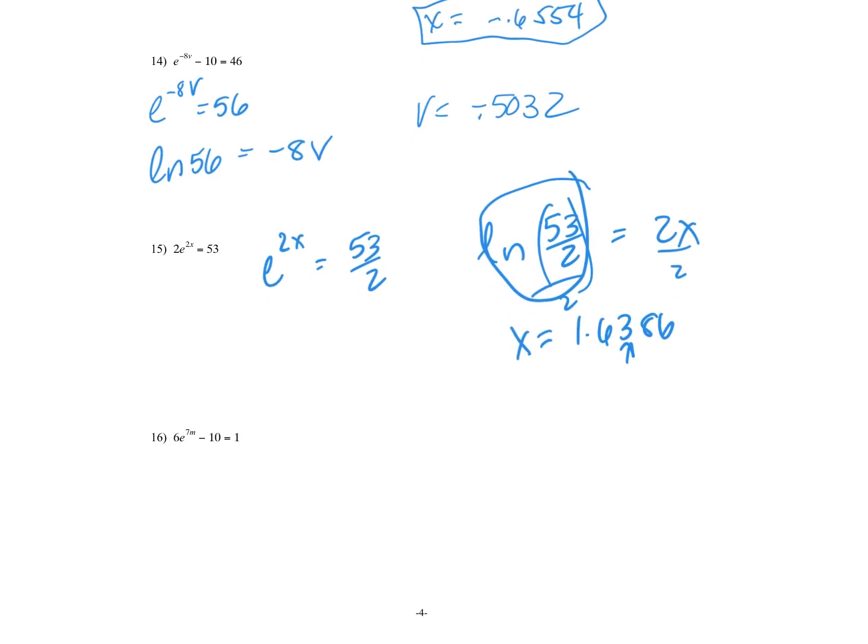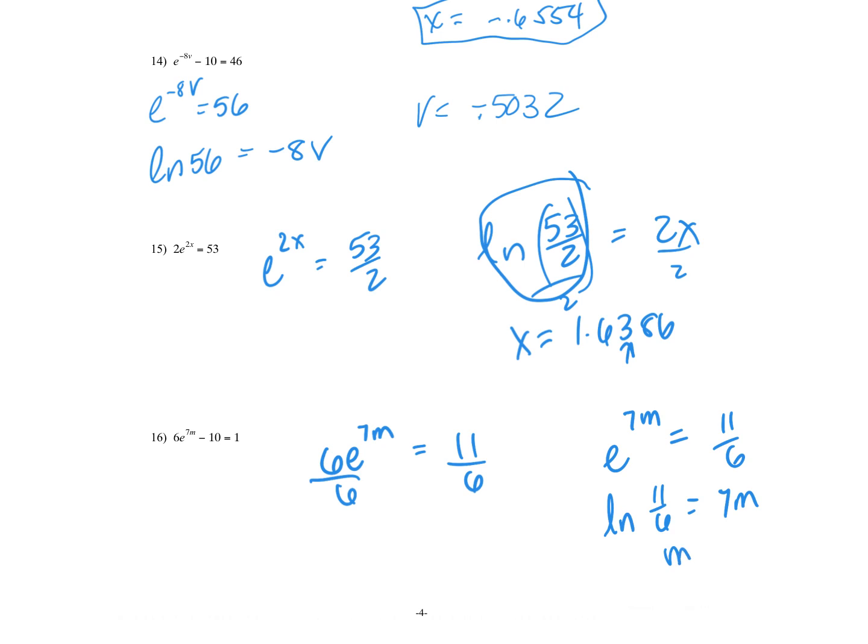The next one, you add 10 to both sides. So we have 6e to the 7m equals 11. And then divide by 6. So we have e to the 7m equals 11 over 6. Just leave it as a fraction. You don't want any weird, ugly decimals. So then you have ln, that's base e, of 11 over 6 equals the exponent. So you put ln of 11 over 6 in your calculator and divide by 7, and you should get that m equals 0.0866.